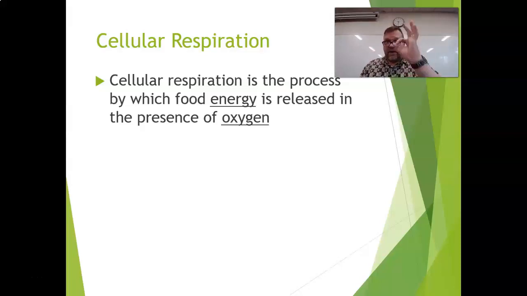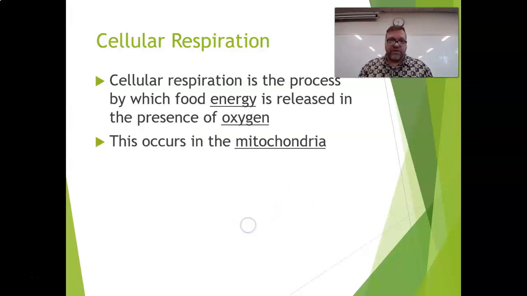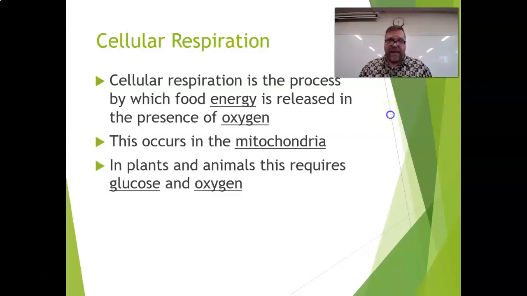At the cellular level, inside of a tiny little microscopic cell, respiration means this: food energy is released in the presence of oxygen. Cellular respiration occurs in an organelle called the mitochondria. Again, that's the powerhouse of the cell. That's the place where energy is made. In plants and animals, this requires glucose and oxygen.